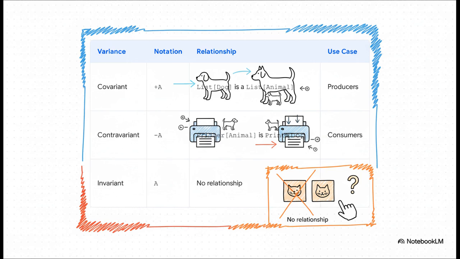But now think about a mutable collection. If you could treat a mutable array buffer of dogs as a buffer of animals, a piece of code somewhere else could try to add a cat to your buffer of dogs, and that would be a complete disaster. So to prevent this, mutable collections are invariant. The compiler just says, nope, an array buffer of dogs and an array buffer of animals are totally unrelated types. It's a safety feature that stops you from making a huge mistake.